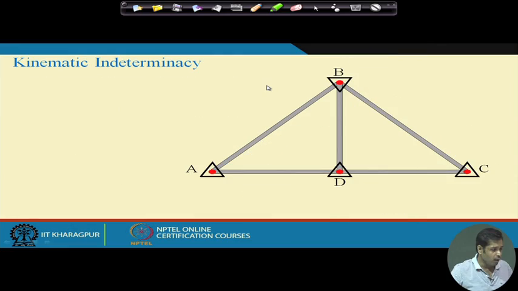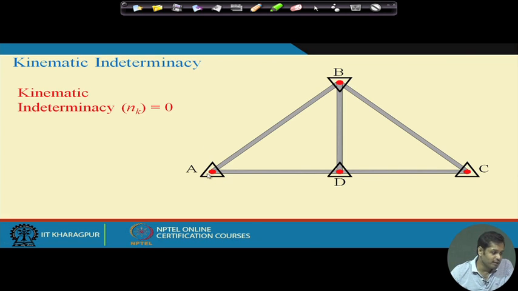Okay. Now, take one example. Suppose this is the structure, the same truss, but at all the joints we have simple supports. So, what happens then? What is the kinematic indeterminacy of the structure? The kinematic indeterminacy of the structure is 0, because joint A cannot translate anywhere, because it is supported. Similarly, for joints B, C, D, all the joints are supported, so they cannot go anywhere. So, the degrees of freedom at all the joints are 0. So, total degrees of freedom is 0. So, kinematic indeterminacy of the structure is 0. So, when the kinematic indeterminacy of the structure is 0, this structure is called a kinematically determinate structure.